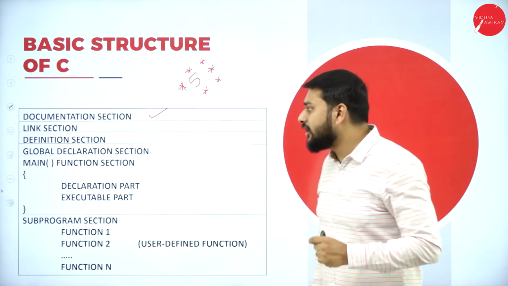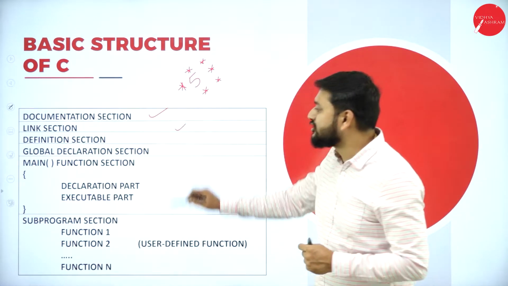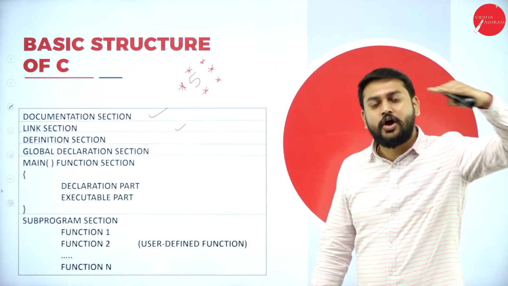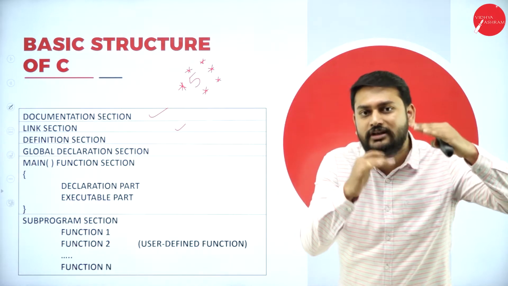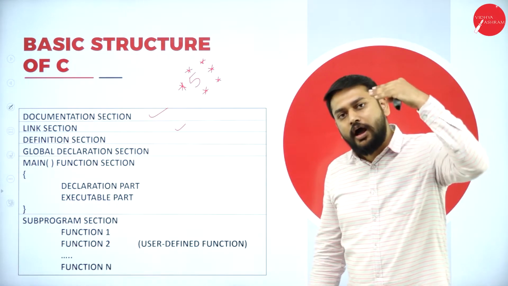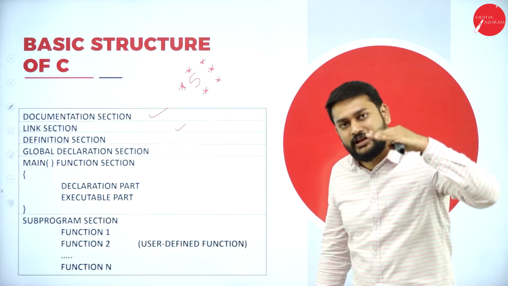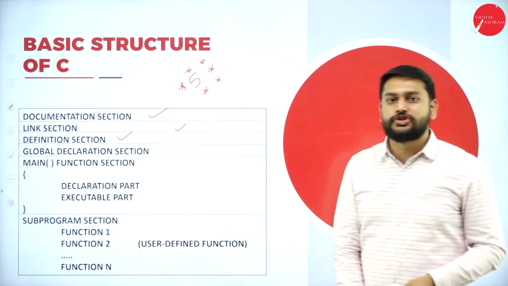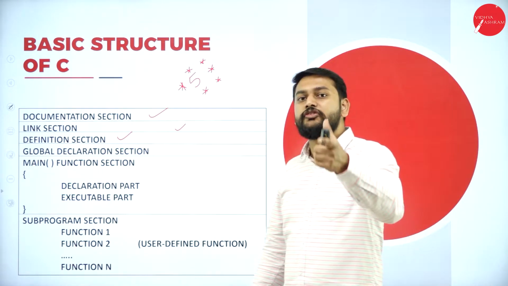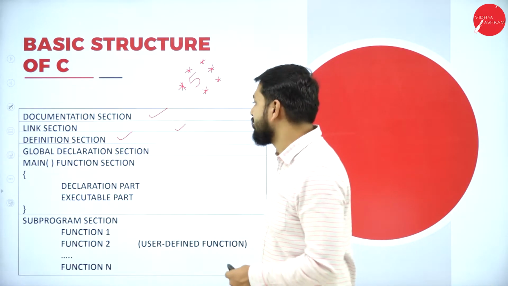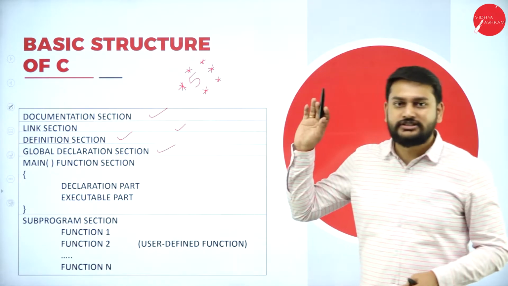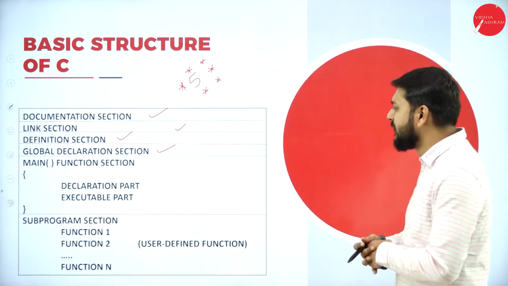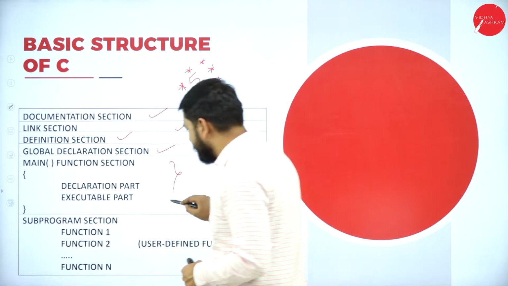What is the next section that I have? I have the link section. Once I'm done with the documentation section, I should have the link section. After the documentation section, I have the link section. After that, the definition section. Then the fourth section is the global declaration section. Please remember this. Very, very important section.